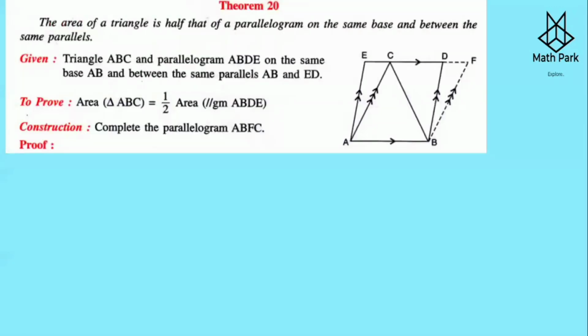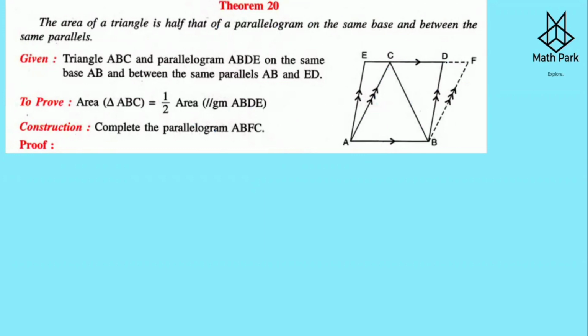Theorem 20: the area of a triangle is half that of a parallelogram on the same base and between the same parallels. So what is given to you? You are given triangle ABC and a parallelogram ABDE. They are on the same base AB and between the same parallels AB and ED. You have to prove that area of ABC is equal to half the area of parallelogram ABDE.